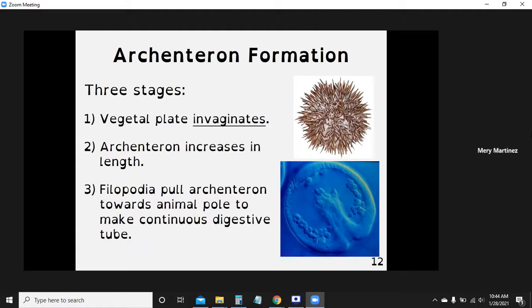The second step is the Archenteron increasing in length. So cells start pulling and thinning. Still here we have the cells right on the side. Here is where invagination happened, and we're going to have all those cables pulling these cells to the opposite end. So the filopodia will pull this Archenteron towards the animal pole to make a continuous digestive tube, okay? So we're going to go through the different steps.